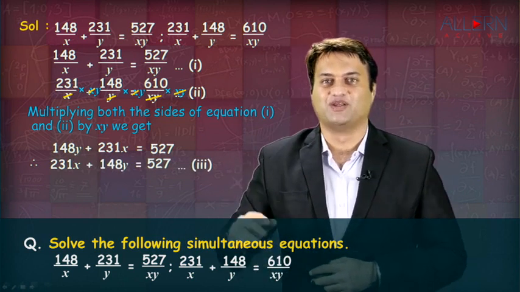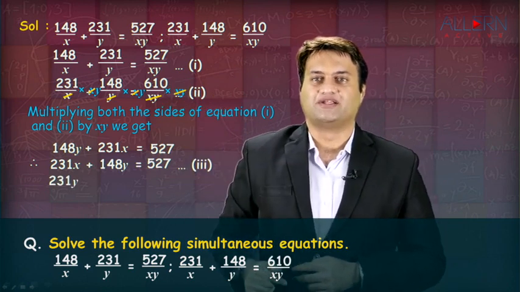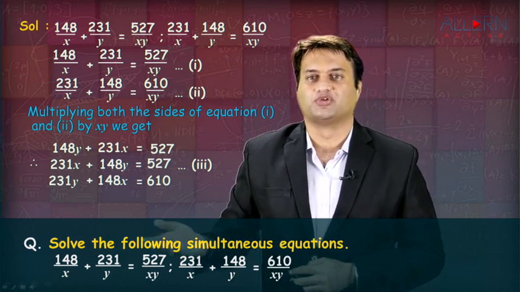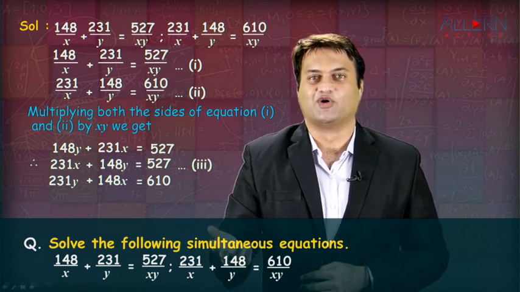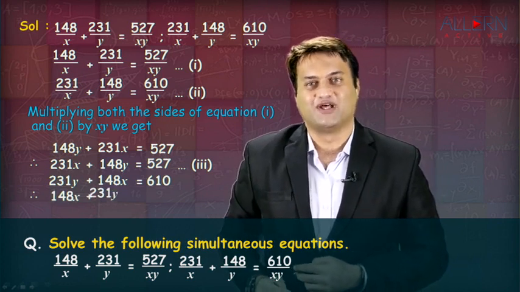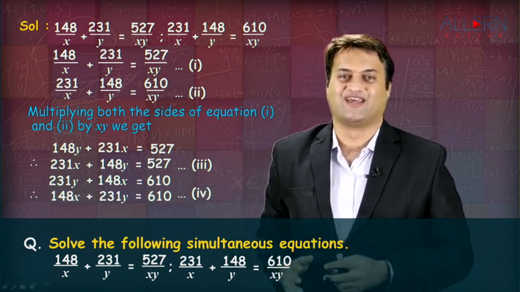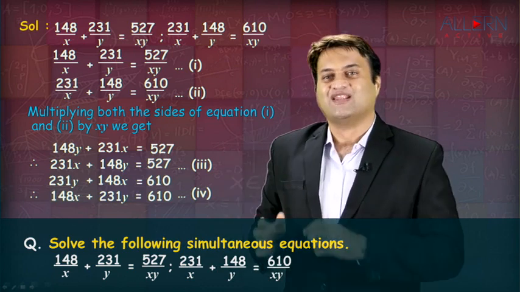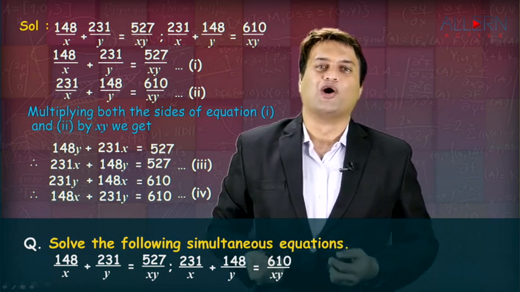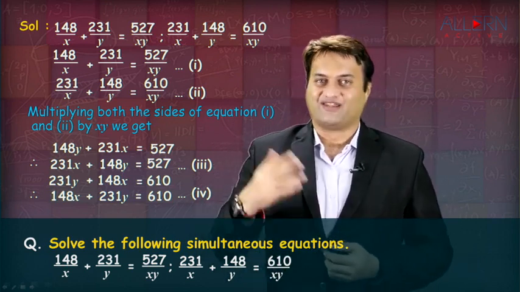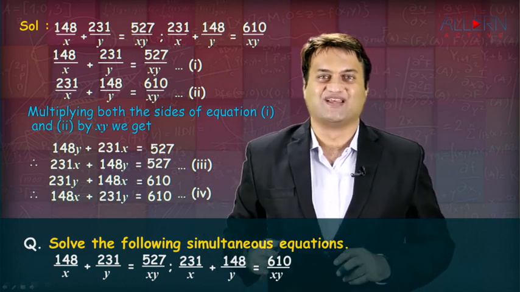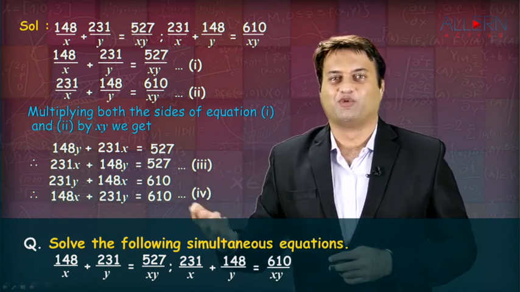You remember that, right? So let's write this as 231x plus 148y is equal to 527. Let this be the third equation, and the next equation would be, when you are multiplying throughout by xy, 231y plus 148x is equal to 610. So again rearrange, what you get is 148x plus 231y is equal to 610. Let this be equation number 4. Now look at the third and the fourth equation. We were successful in getting rid of the denominator where there were variables in the denominator just by multiplying throughout by the LCM, that is xy. So this is what we did, the two equations in front of us.